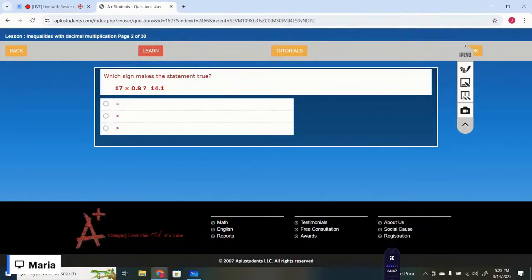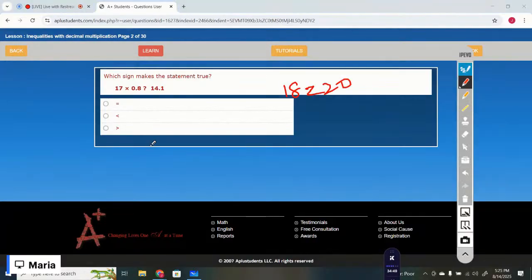Which sign makes the statement true? 17, 0.8 times 14.1. So 14.1 times 8. 8 times 1 is 8. 8 times 4 is 32. 8 times 1 is 8. 9, 10, 11. That is 11.2. So 17 is greater than 11.